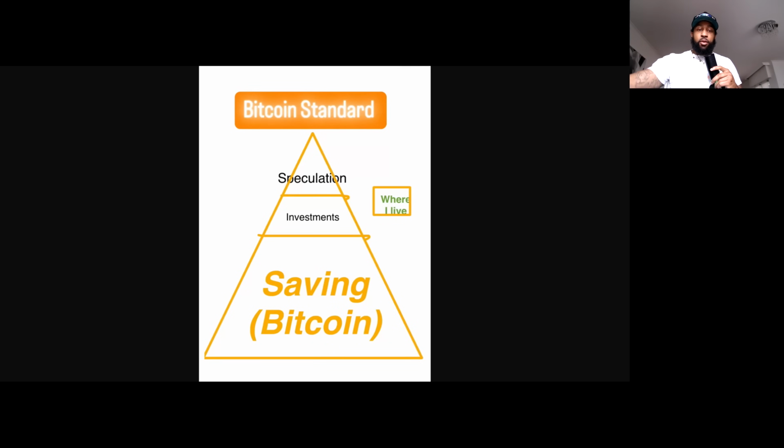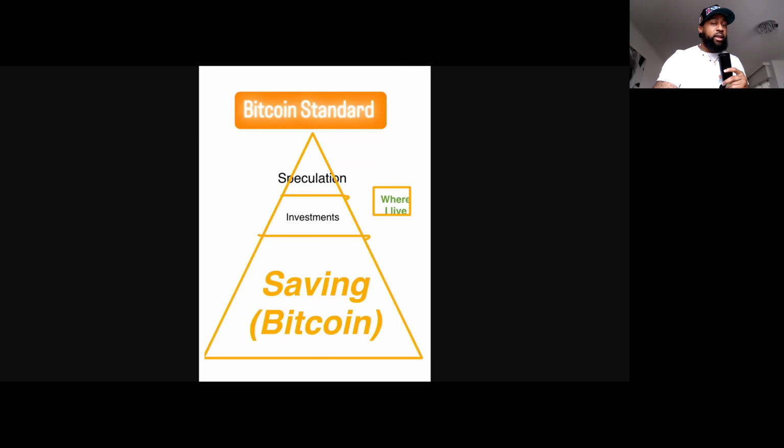If it gets to this price point, I'm going to consider cutting some back. Maybe I'll take some of those profits and roll it right into my savings account, right? So you have your investments here. Notice I'm saying Bitcoin is a very large chunk of this whole thing. That's my savings account, and then you have investments on top.